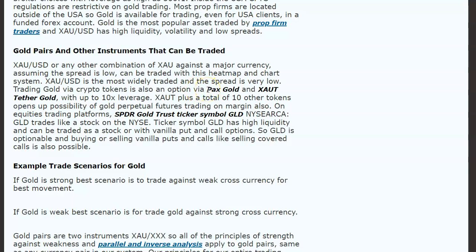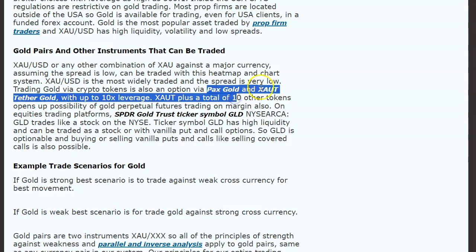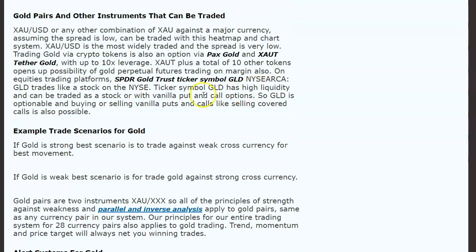So you can go to a major brokerage platform for crypto like Binance or any one of a number of other crypto brokers, and you could trade coins like Pax Gold and Tether Gold, which are the top two, with like 10 times leverage. There are other gold tokens, but these are the two that I found to be the most widely traded. It would be Pax Gold and Tether Gold, excuse me.